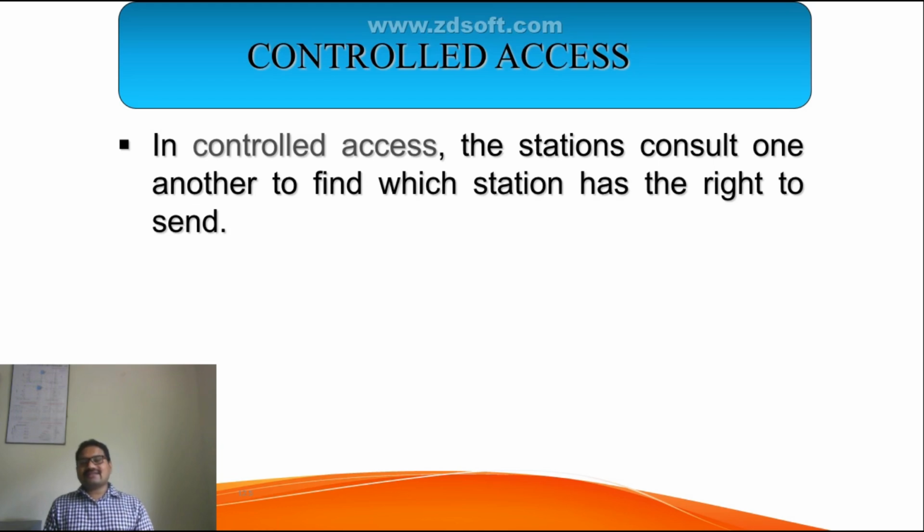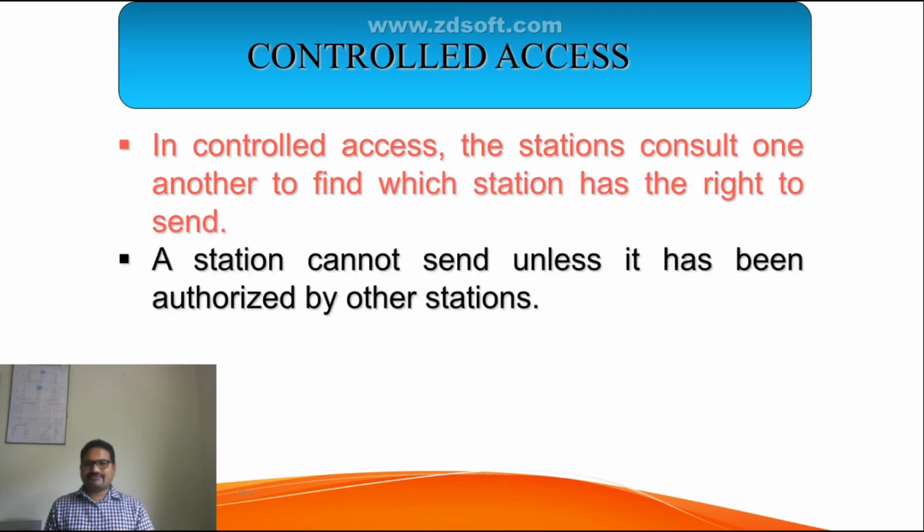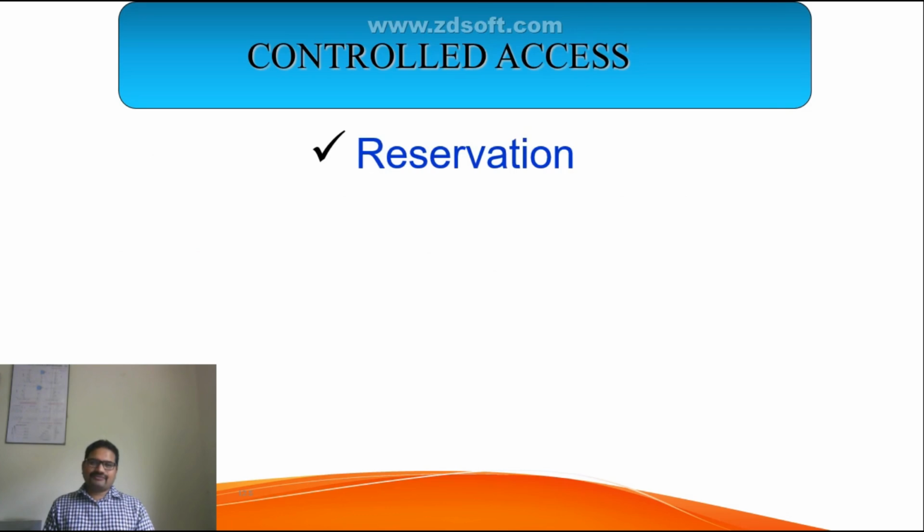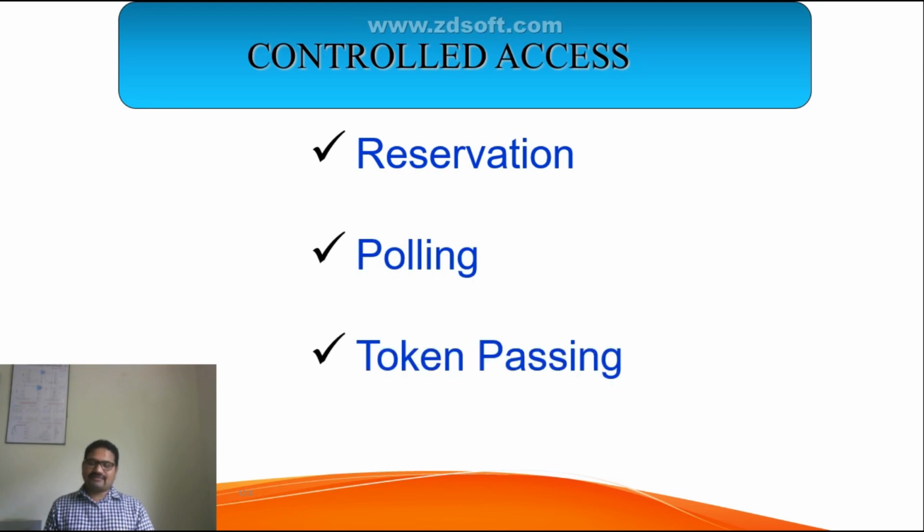So in controlled access, the stations consult one another to find which station has the right to send the data. And a station can't send unless it has been authorized by other stations. So due to this, it is called a controlled access technique. There are 3 methods that we are going to discuss today. First, reservation. Second, polling. Polling means asking. And third, token passing.